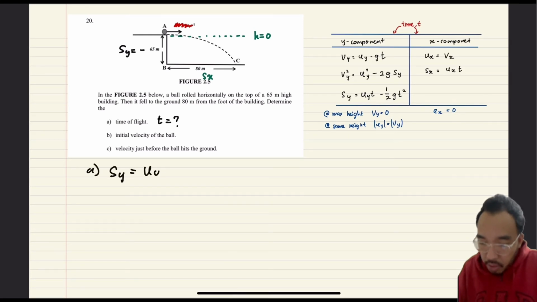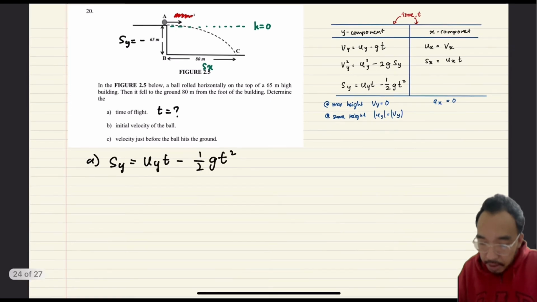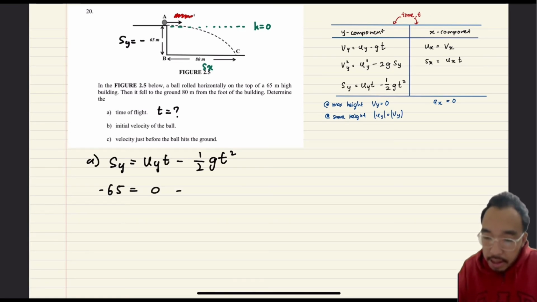Sy equals to Uyt minus half gt square. Sy will be equal to negative 65, equals to Uy, which is equal to 0. Why do I assume that it is 0? Because you can see that this object, when it is being released, or being launched, you only have Ux, which is velocity in x component. So from the diagram itself, you can see that Uy is equal to 0.